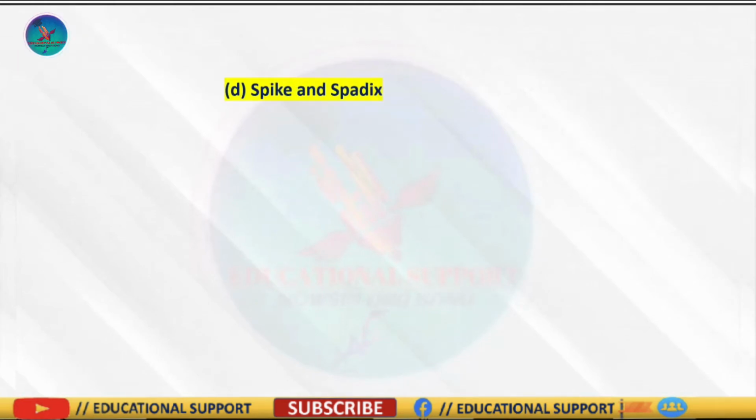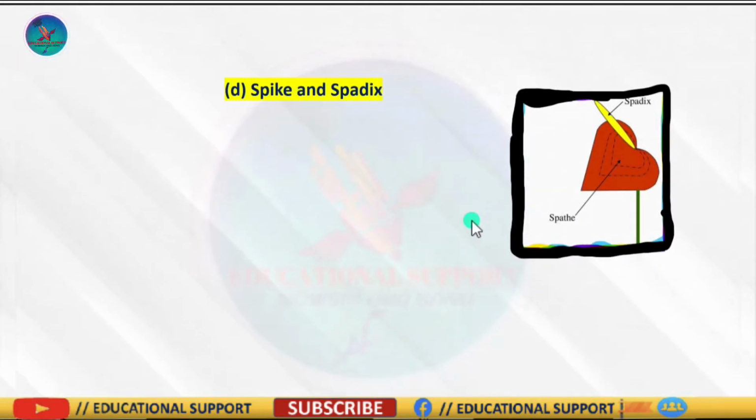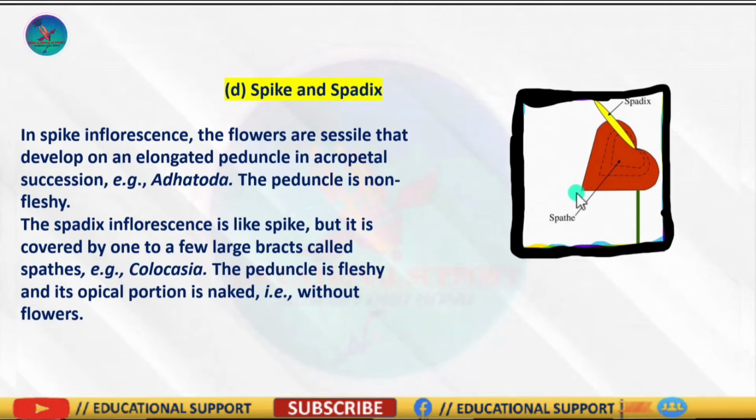Next is spike and spadix. Spike is similar to raceme, but the flowers are sessile. For example, Callistemon, Achyranthes, etc. And spadix is also a spike with a fleshy axis, and the entire inflorescence is enclosed by one or two large brightly colored bracts called spathes. You see that. Flowers are mostly unisexual and inconspicuous. For example, Colocasia.